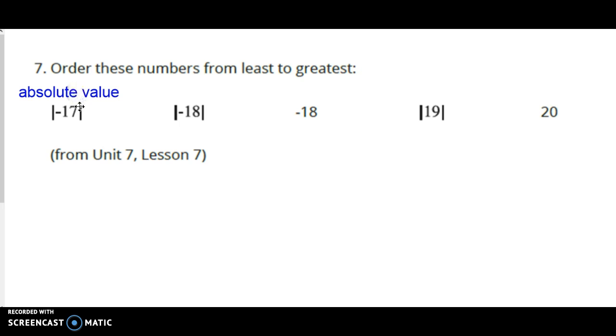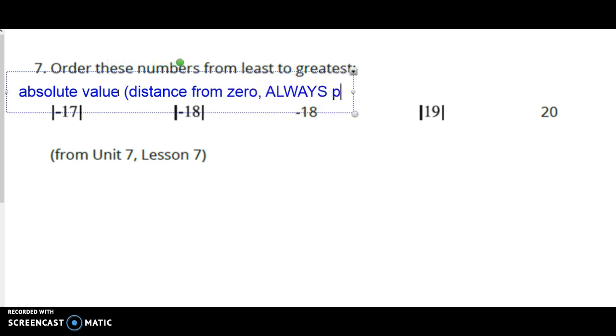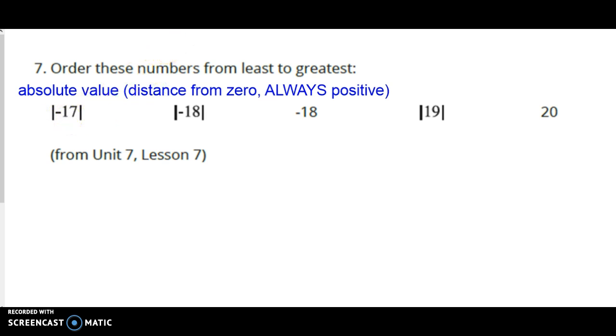This is absolute value. Absolute value means distance from 0. It is always positive because distance cannot be negative. So if I have the absolute value of negative 17, that's going to equal 17 because it's 17 units away from 0. So you're going to consider the value of each of these remaining 4 numbers, write the value below it, and then you're going to order them from least to greatest. Pause the video, try it on your own.